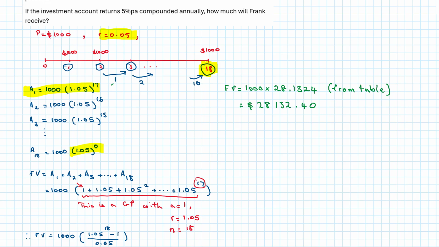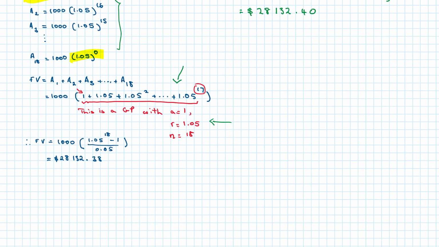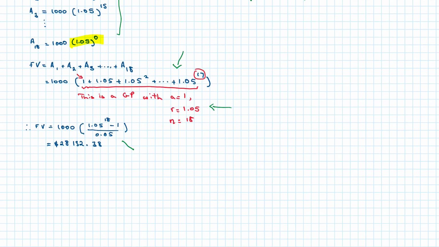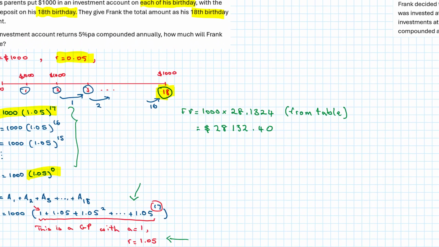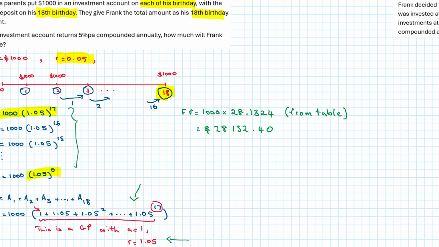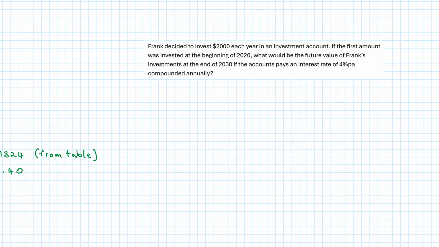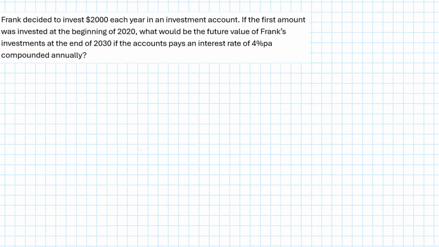So you need to establish the pattern, that's worth some marks. You need to establish the series. You need to state that it's a geometric progression, and then you need to apply the sum equation. That's a lot more work and a lot more skill than reading the information off the table. Let's have a look at another example.